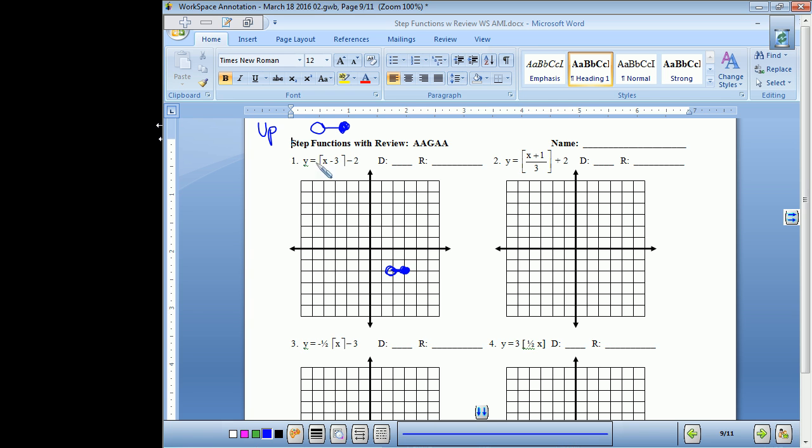Now, is there any number out in front? No. So what do I jump up by? 1.